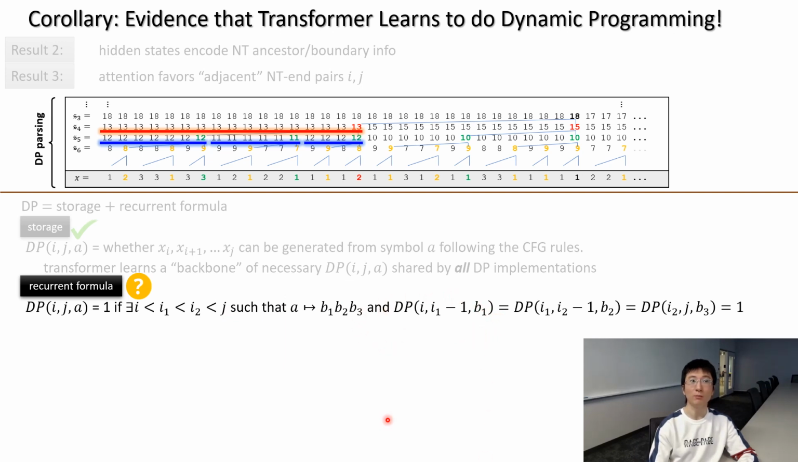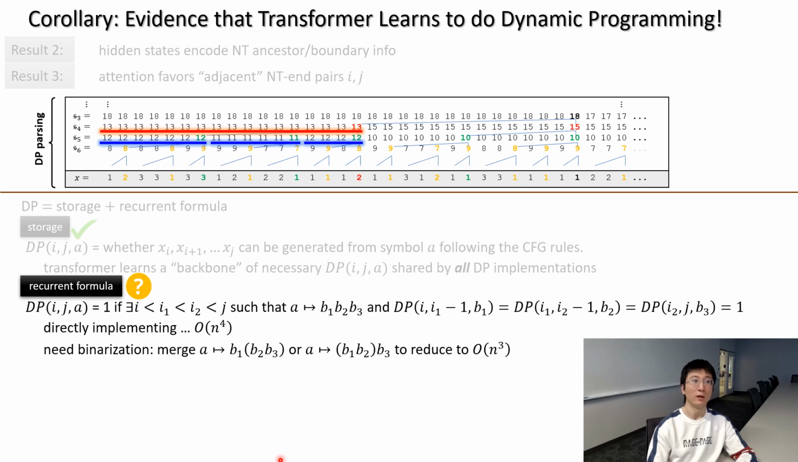But if you directly implement this recurrent formula, it has a time complexity of n to the 4th power, because you need 2 inner for loops, over i1 and i2. For those of you who have played with this DP before, you may recognize that there is a way to lower this to n cubed, the so-called binarization technique, in which you do some merging. That is, you merge the rule by creating some auxiliary node by merging maybe B2 and B3, or merging B1 and B2. If you do it that way, that can reduce the time complexity of this recurrent formula to n cubed. But which way do you merge?